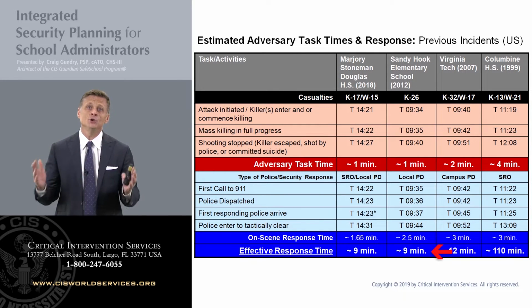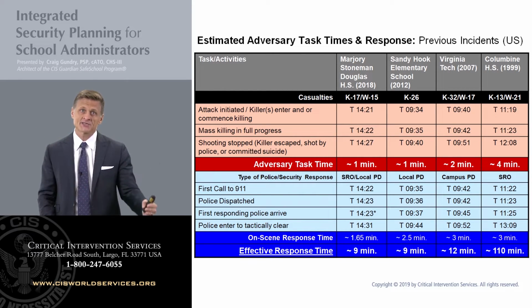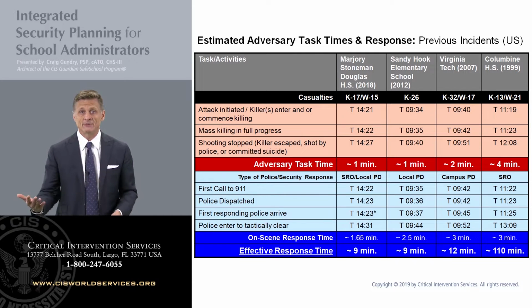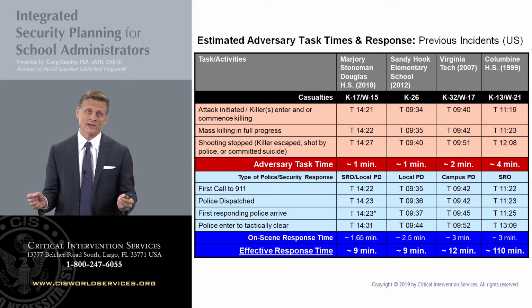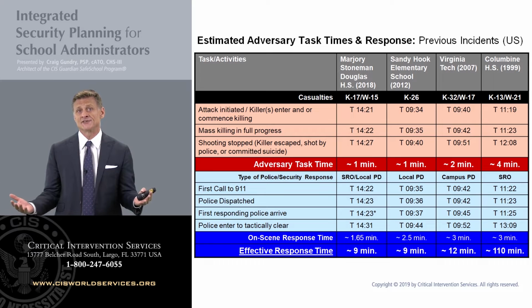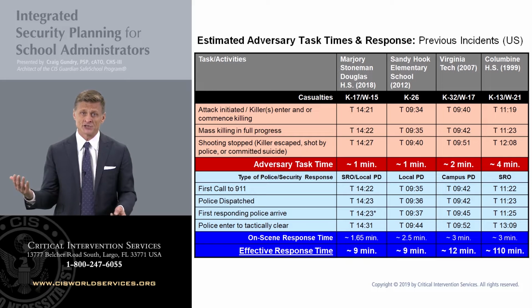Now, if we were to continue looking at these events, breaking down the adversary task times and the response times, considering the first calls to 911, police dispatched, or school resource officer deployment to that location, and by the time that they make entry, we're going to continue to see this similar trend. Adversary task times estimated 1 minute. Effective response times usually ranging somewhere between around 7 minutes to as long as 12 and 14 minutes in some cases. And then we have historical events which resulted in some significant tragedies like the Columbine High School shooting, where we had an effective response time of 110 minutes.